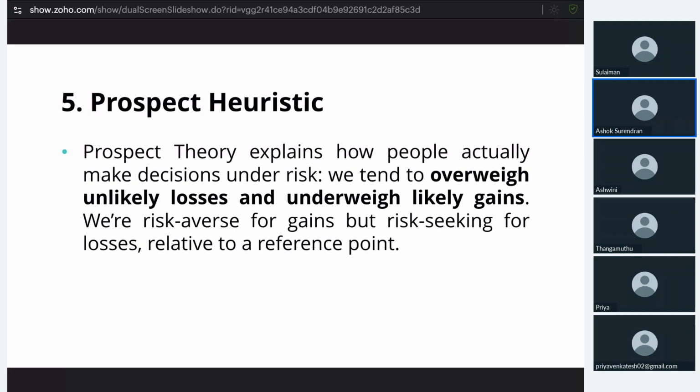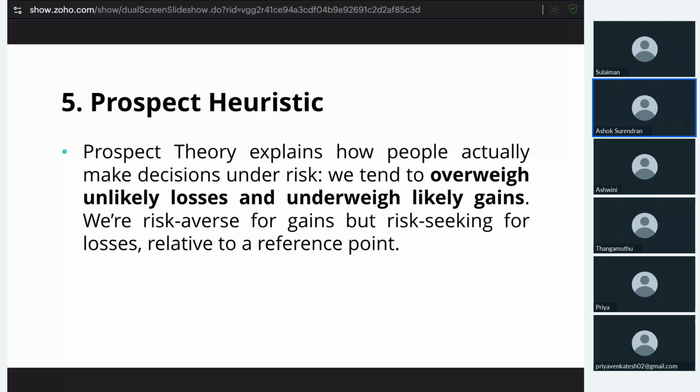But when you hear that you can get 500 rupees today or wait 4 more months to see if you get an additional 700 rupees profit, which has only a 50% chance of happening, we usually give over weightage to that unlikely loss and underweigh the likely gains which we have on the table. This is called prospect heuristics. All these are small tricky things which our brain does subconsciously when making decisions.